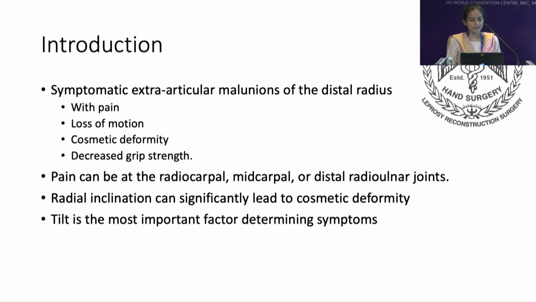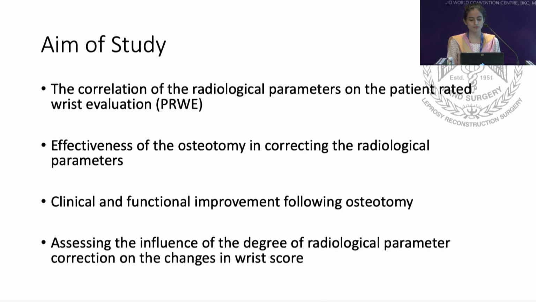So a symptomatic extra-articular malunion of the distal radius may present with pain, loss of motion, cosmetic deformity, and decreased grip strength. Pain can be in the radiocarpal region, midcarpal, or distal radioulnar joint. The radial inclination can significantly lead to cosmetic deformity, and tilt is a very important factor determining the symptoms.